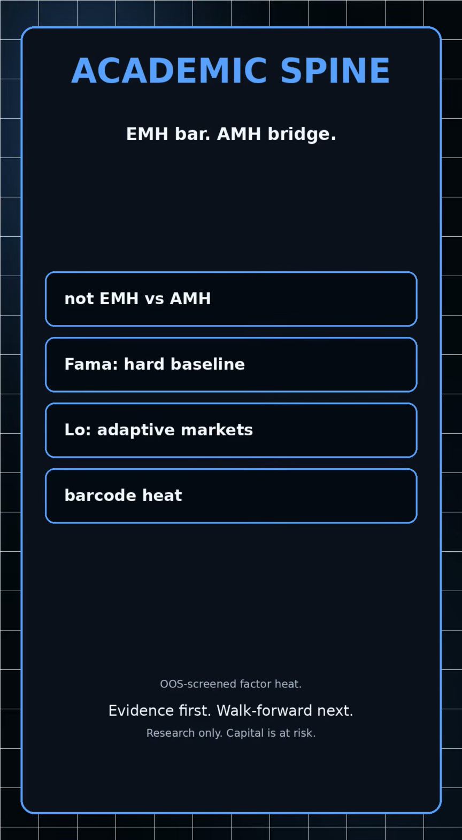This is not EMH versus adaptive markets. The result adds weight to both. Fama is the bar. Easy public edges should be hard to keep. Grossman-Stiglitz is information cost. Lo's adaptive markets hypothesis is the bridge. Heat can appear, decay, rotate, or vanish as the market ecology changes. That is the barcode idea.